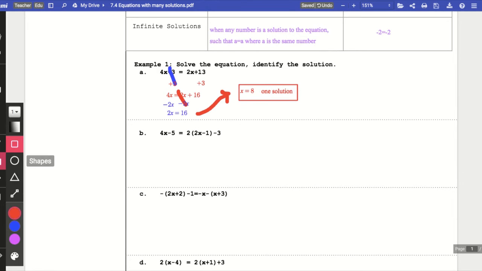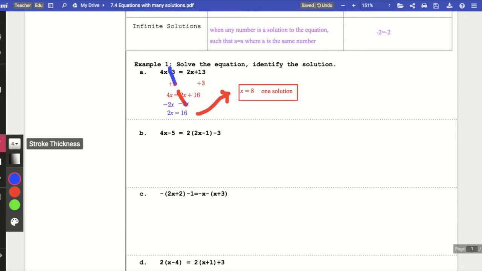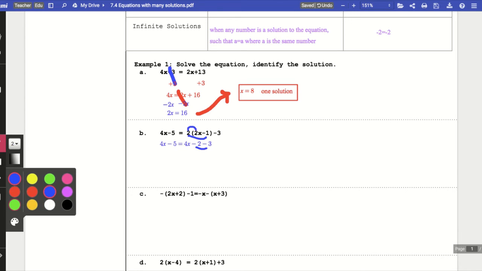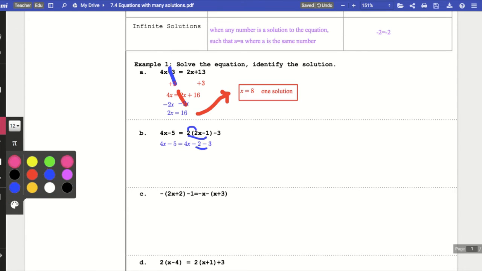All right, next one's not that simple. I've got the distributive property, so let's go ahead and start doing that. Remember, distributive property is my math rainbows. I'm multiplying 2 to x, 2x, and 2 to -1. When I do that, I'm going to get 4x minus 5 is now equal to 4x minus 2 and 3. I'm going to combine my like terms, which are this -2 and 3. So -2 minus 3 is -5.